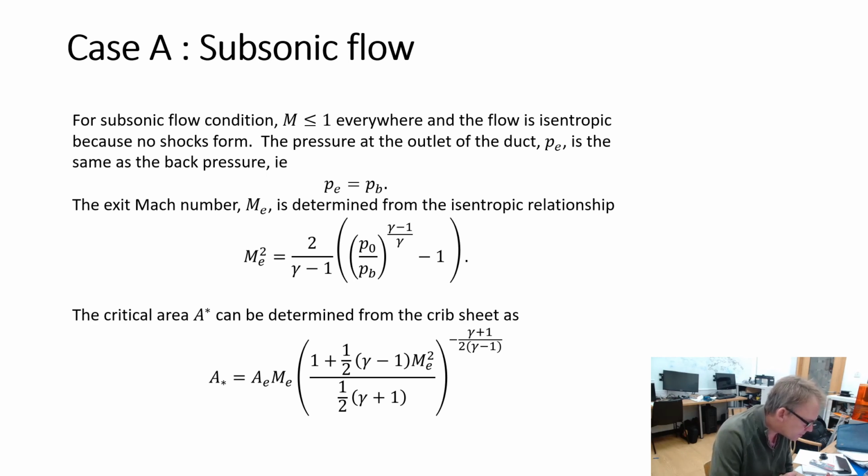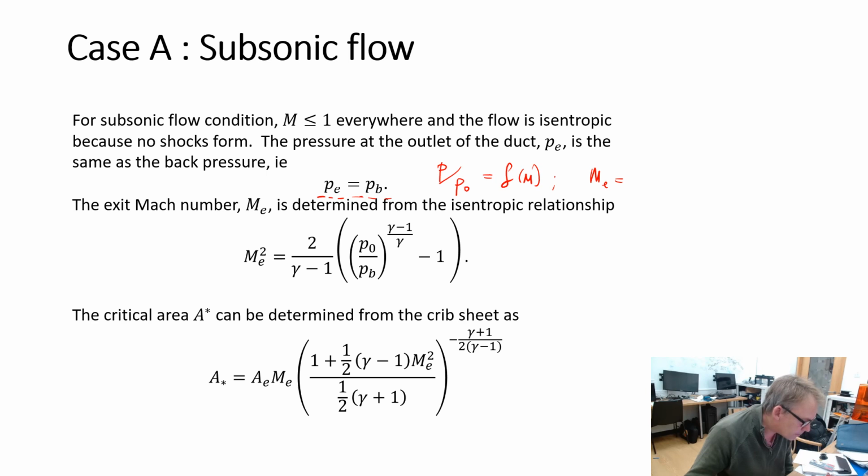So case A, subsonic flow, is relatively straightforward, isentropic all the way through. Since it's isentropic, we know what the exit pressure is. It's equal to the back pressure. We know a relationship between P and the reservoir pressure. We know that's a function of Mach number, and so we can determine the exit Mach number.